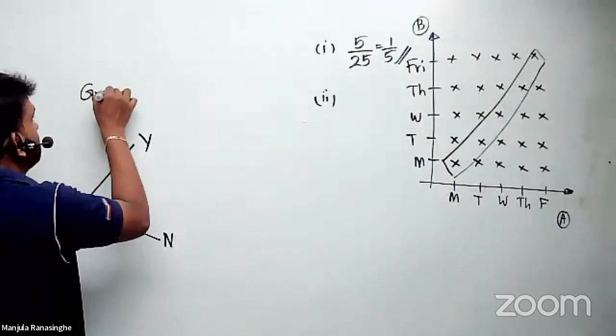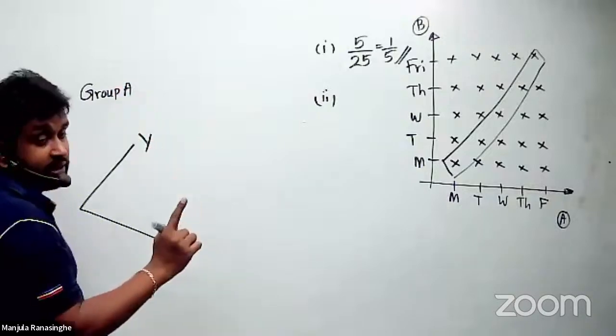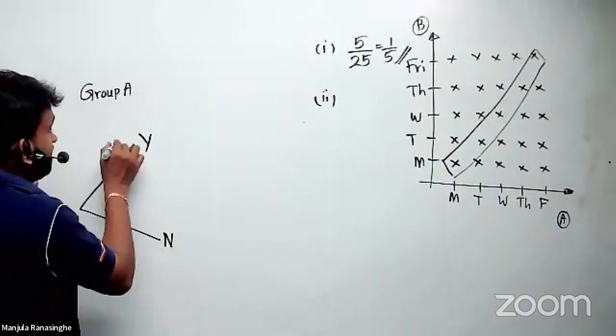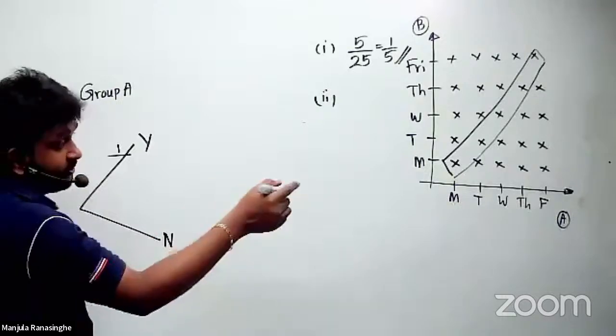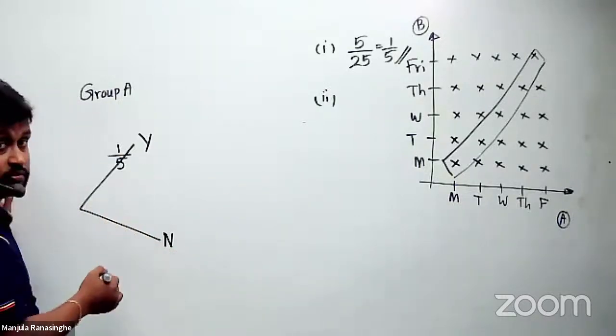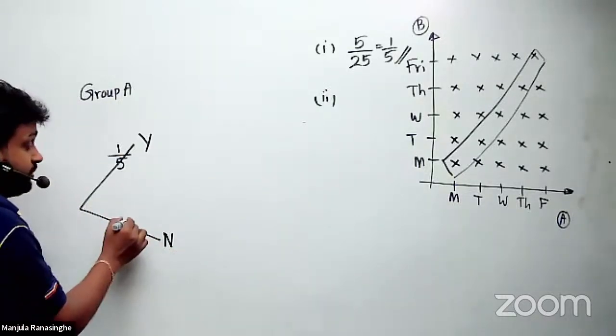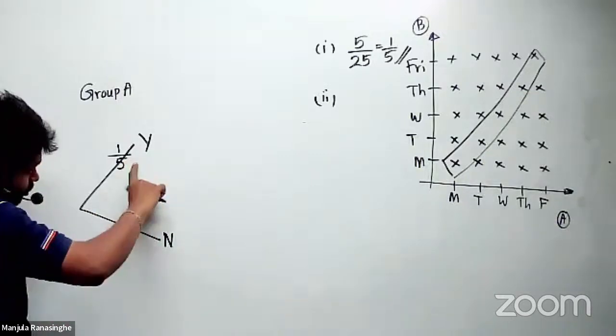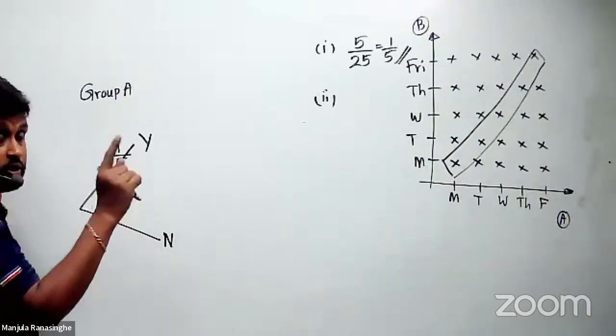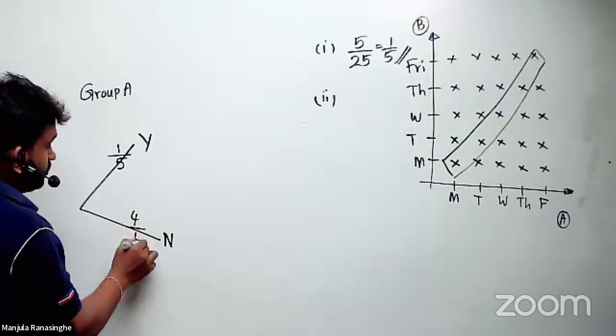Group A. Right. Monday is 1 day out of all 5 weekdays. So 1 upon 5 is submitting on Monday. The not submitting means the complement event. So always the sum of these two equals 1. So it becomes 4 upon 5.